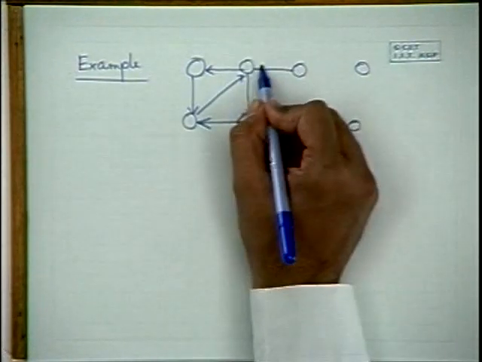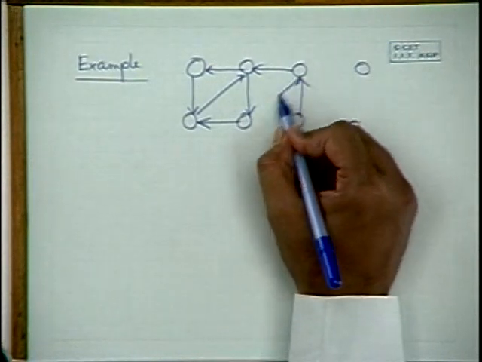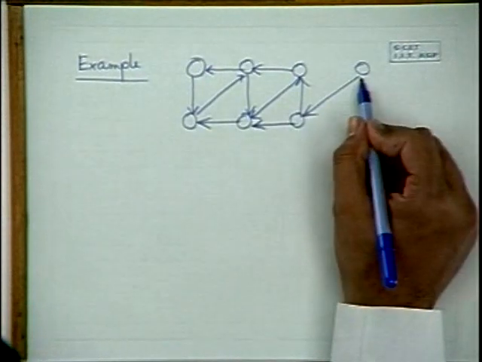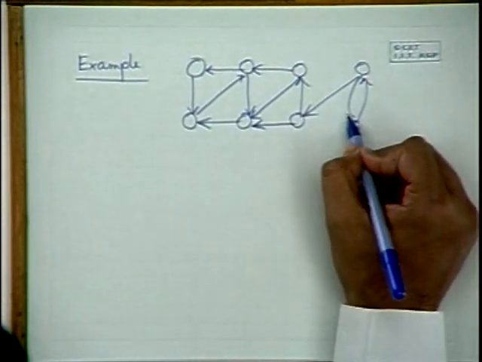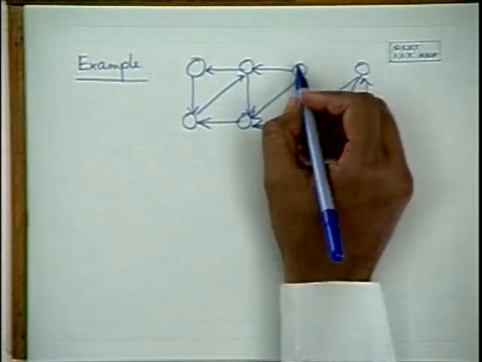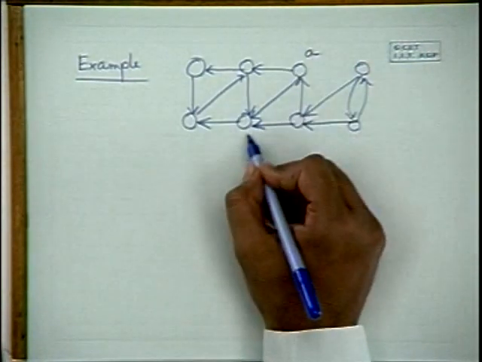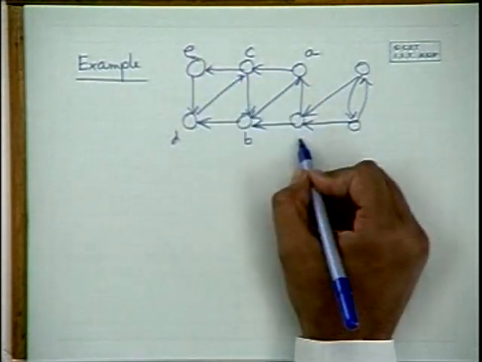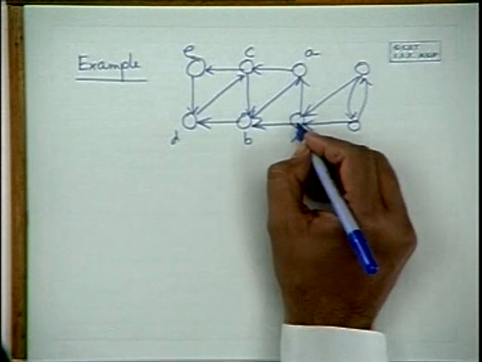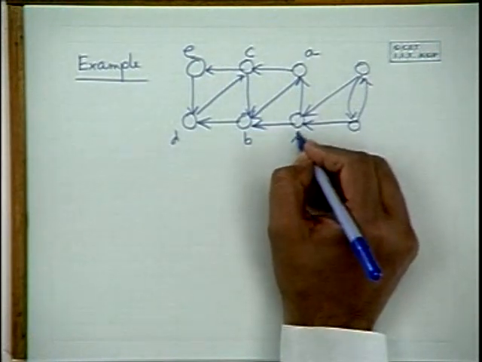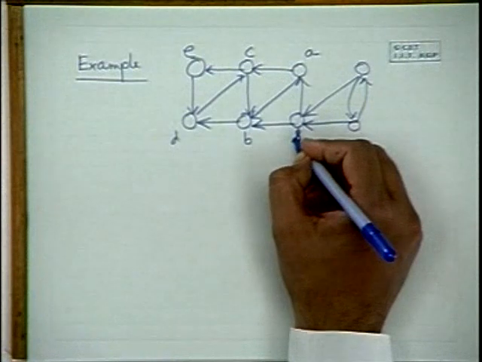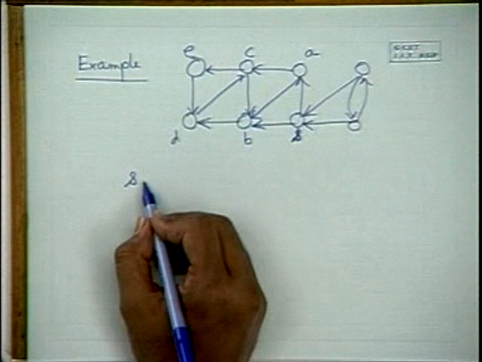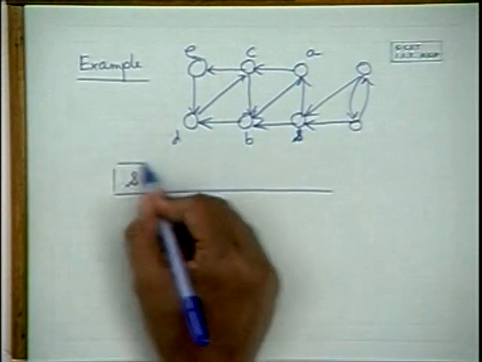So let me draw the graph which you have already seen in the previous DFS also. We are going to run BFS on the same. So this is say A, B, C, D, E, and this is say S. We are starting with this vertex S here. So how does the queue look like? Initially S is there in the queue. So this is the queue.